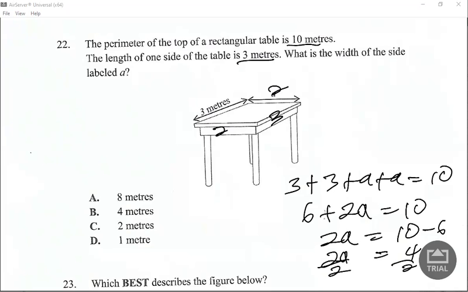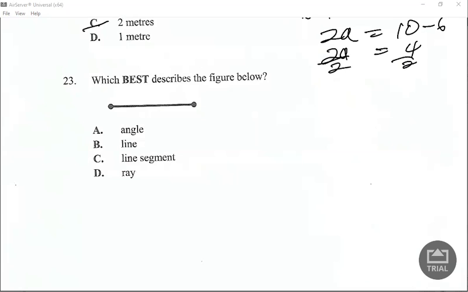23, which best describes the figure? That's not an angle, not a line segment. Yeah, line segment. A ray would have an arrow on one end. Alright, so that would be a line segment. So that is C. Alright, let's move on.